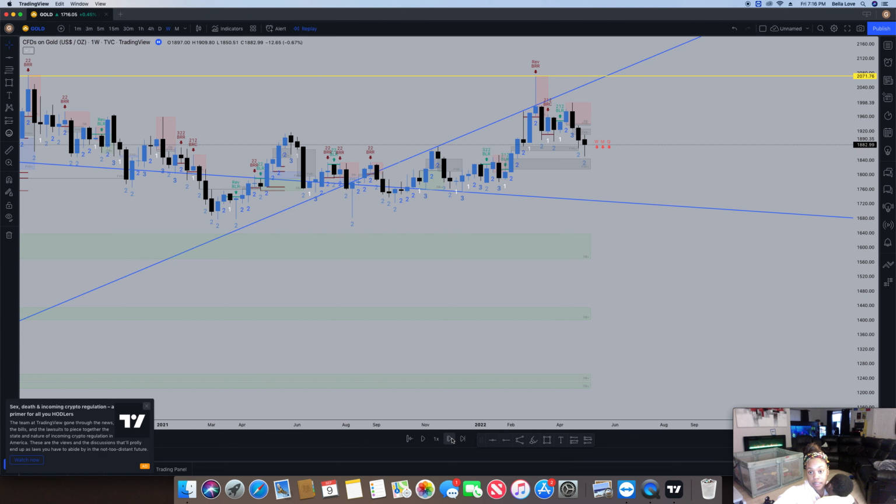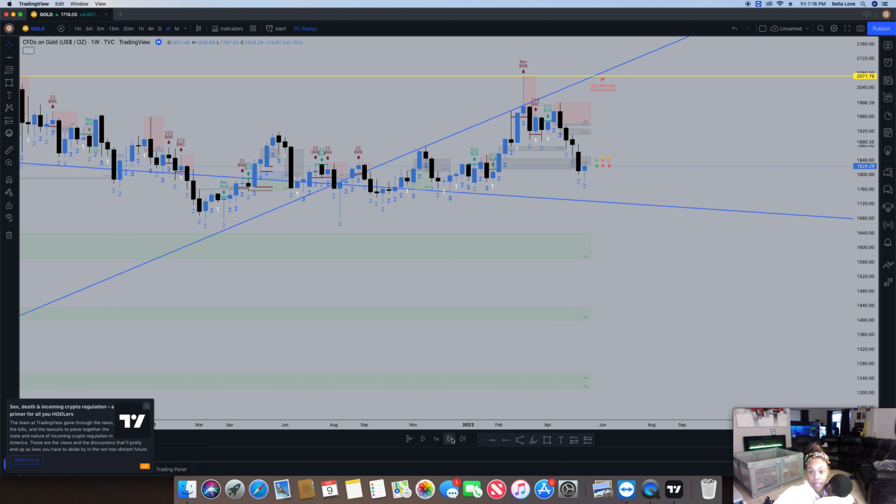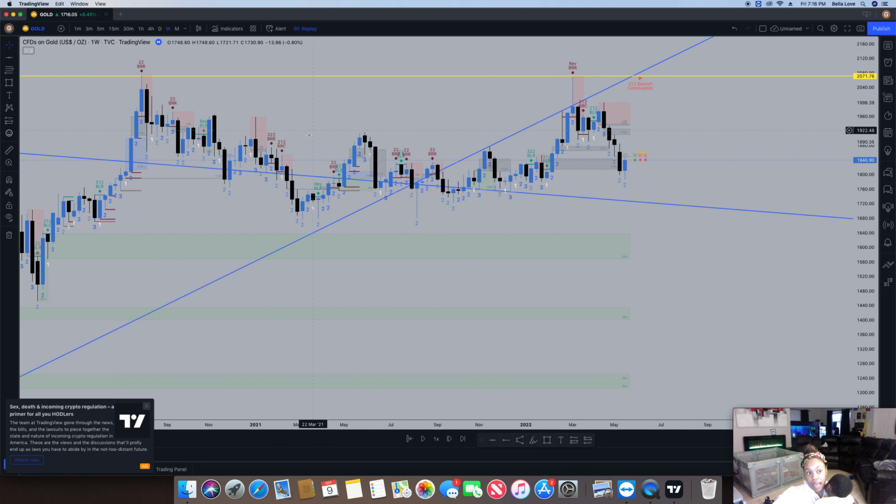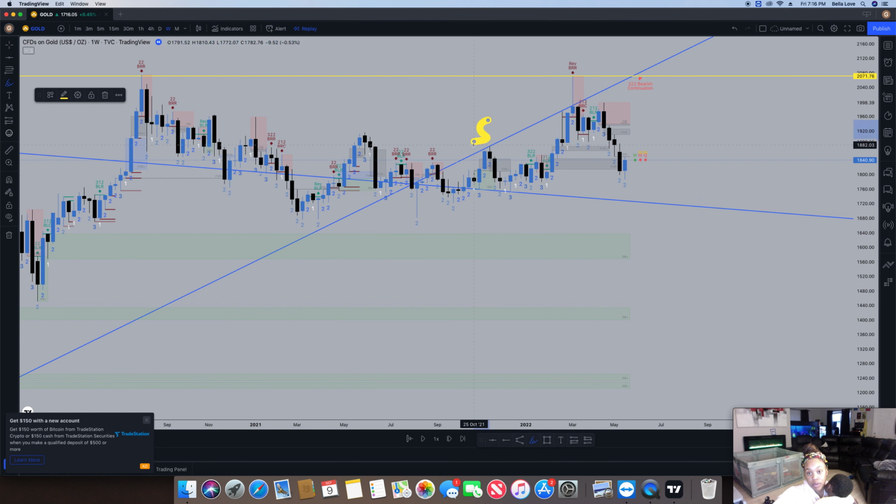So you guys can see how it's respecting the broadening formation. It did go through a little bit and take out the upside liquidity, but you guys can see here, when it went there, it dropped. So when it went there, I would have been waiting for a pullback. It took out the upside liquidity, and then eventually it did pull back. So it did continue respecting the broadening formation.